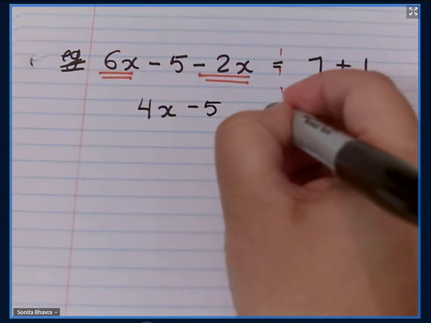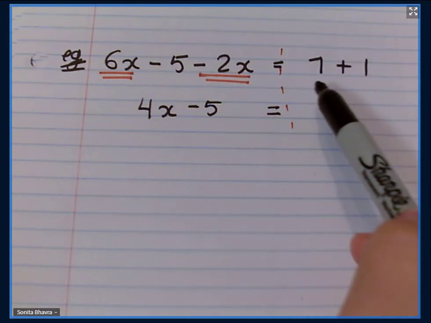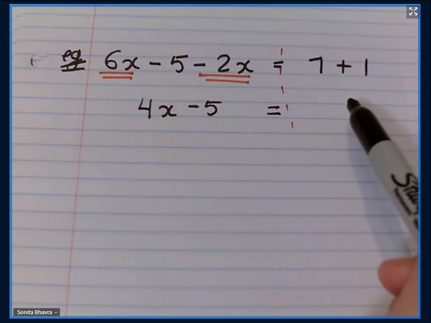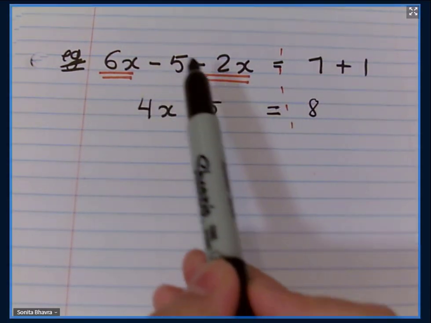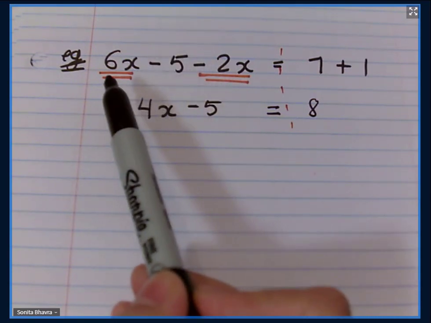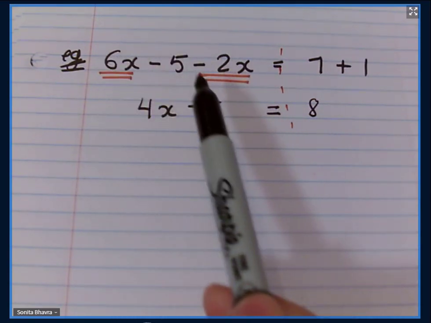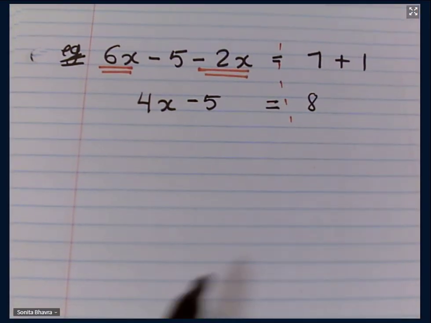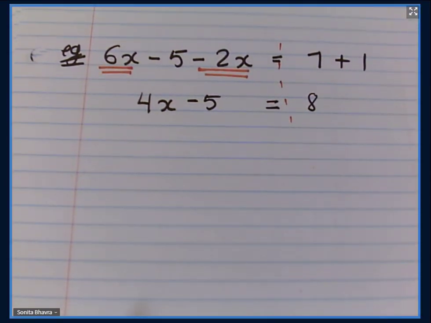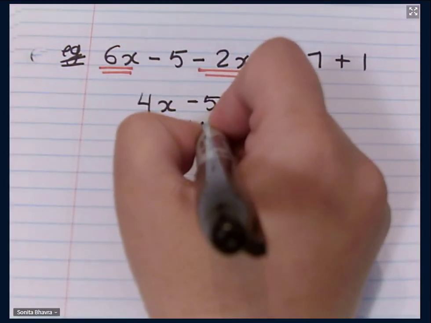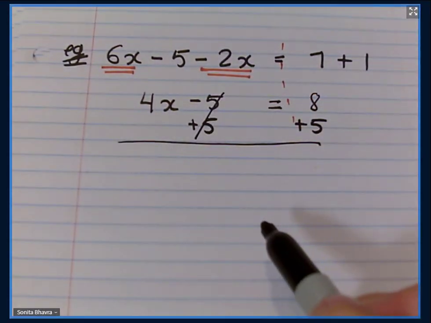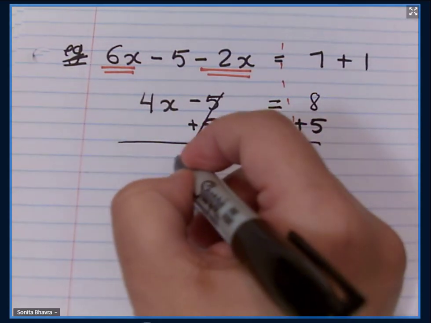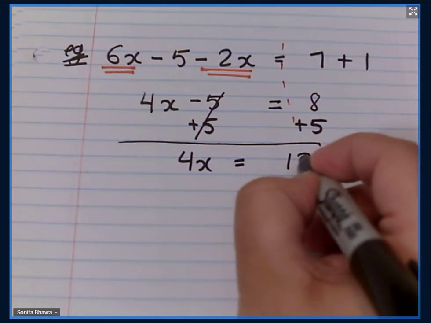minus 5 is equal to, on the right-hand side, 7 plus 1. You can just add those together. It's equal to 8. Notice I did not do anything with the minus 5 here because I cannot combine it with the 6x and the negative 2x. So now we are looking at a type 2 equation. We'll add 5 to both sides. Negative 5 and positive 5 cancel out, and we're left with 4x is equal to 13.